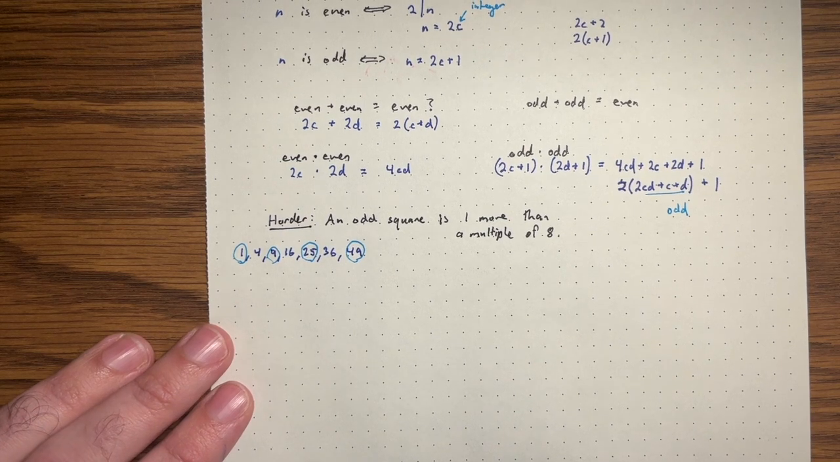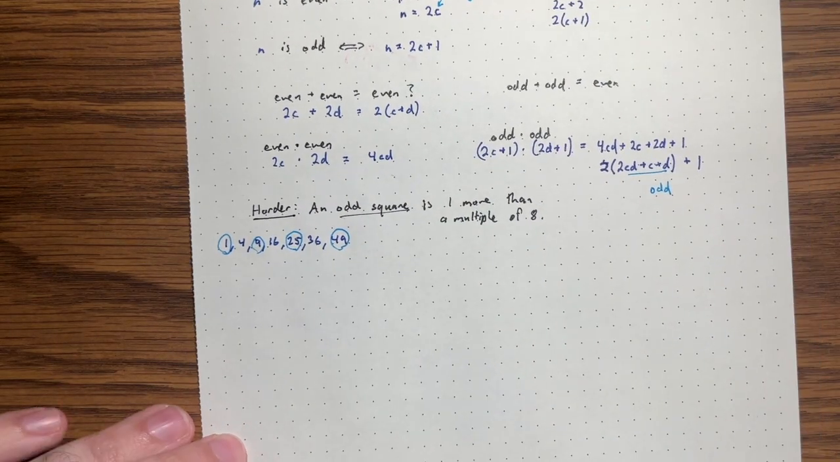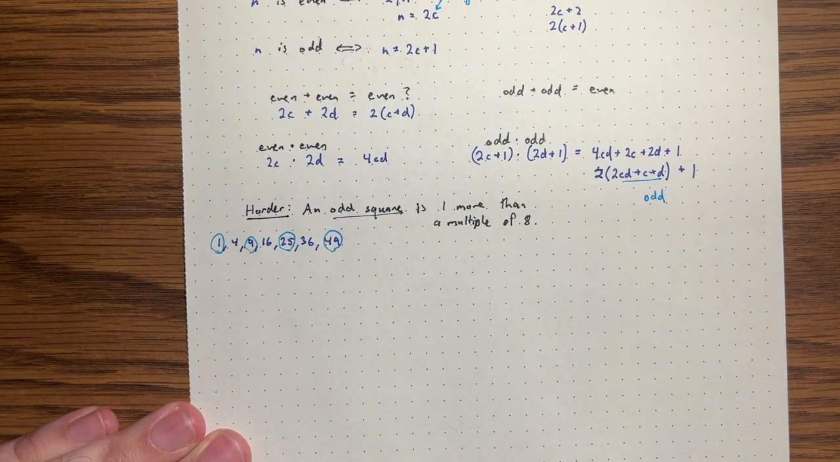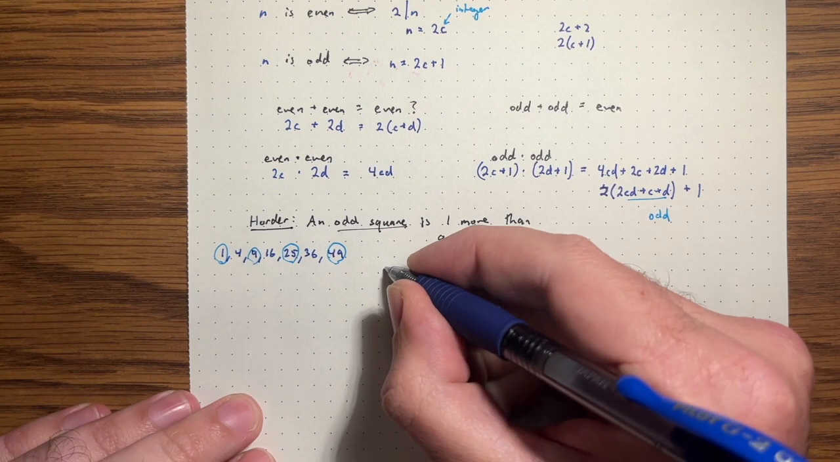Well, first of all, I know that an odd square is going to have to come from squaring an odd number. Okay, so that's an important observation. I know that because if I had an even number that I squared, that's going to be an even number. We proved that here. So what does that mean? It means that an odd square is of this form.